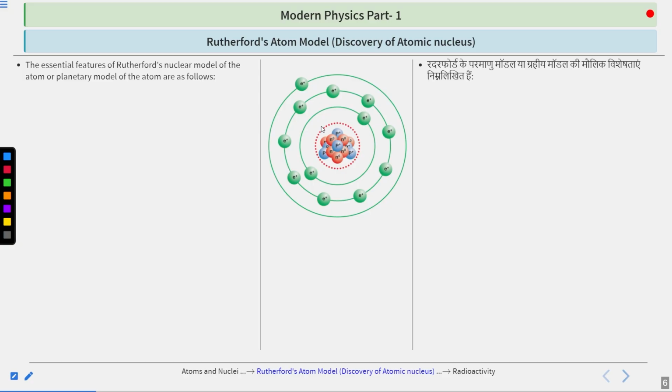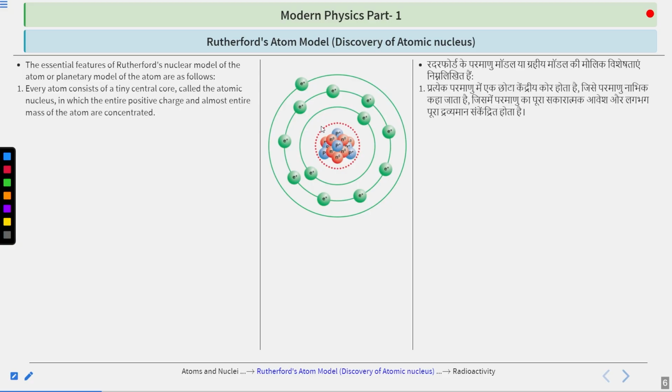The essential features of Rutherford's nuclear model of atom, which is also known as the planetary model of the atom, are as follows. First, he said every atom consists of a tiny central core, which we call the atomic nucleus, in which the entire positive charge and almost the entire mass of the atom are concentrated. Suppose this sphere is the atom. At the center of the sphere, there will be an atomic nucleus, with positive charge inside it, and almost the entire mass of the atom concentrated in the center.